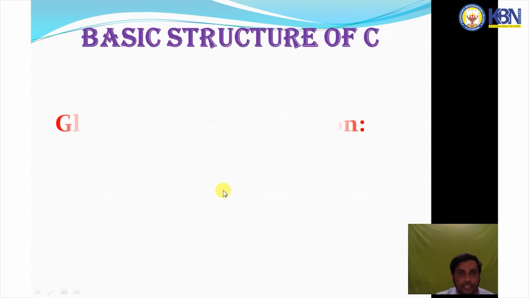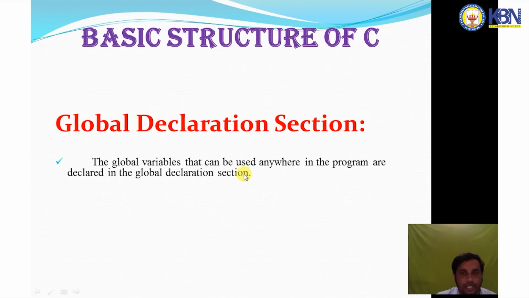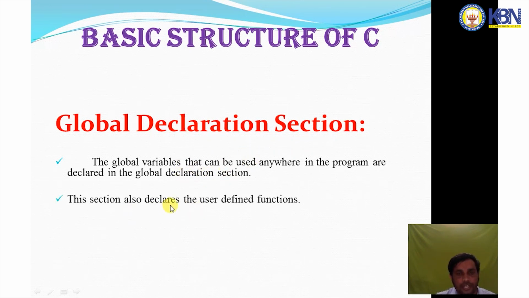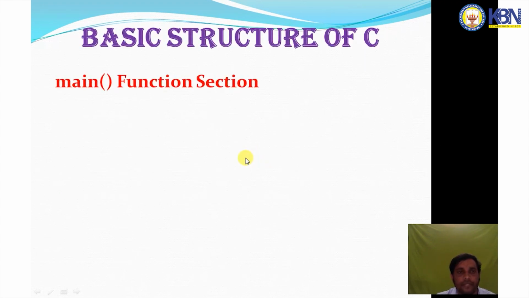The next one is the global declaration section. What does the global declaration section mean? A variable which is declared globally is called the global declaration section. This section declares the user defined functions. For example, float area. This float area can be declared before the void main, and then it is called the global declaration section.